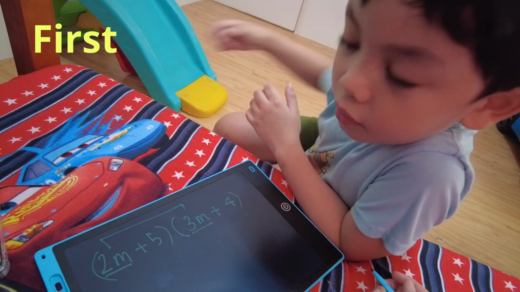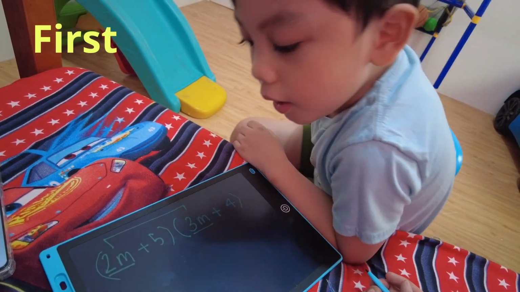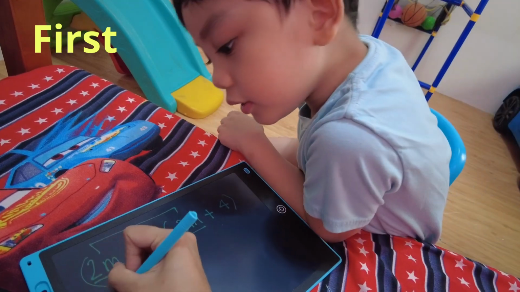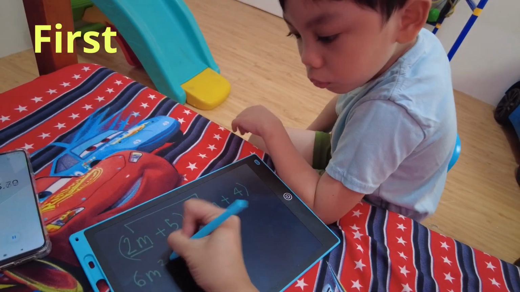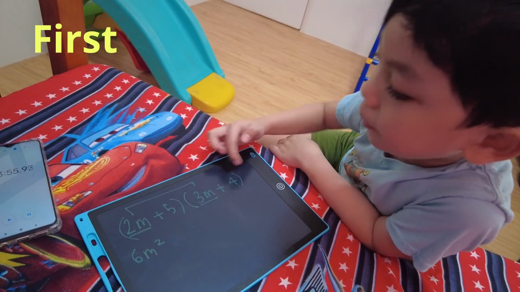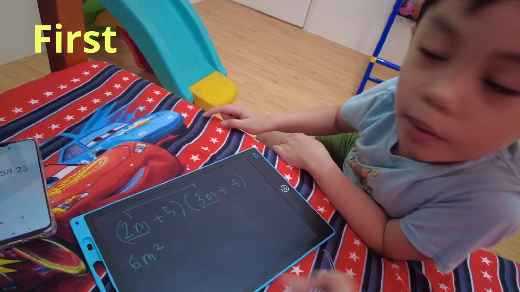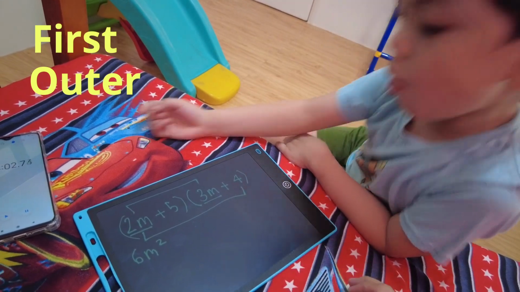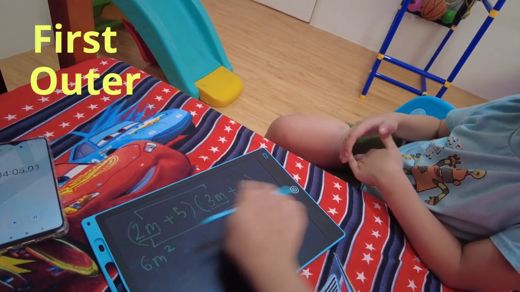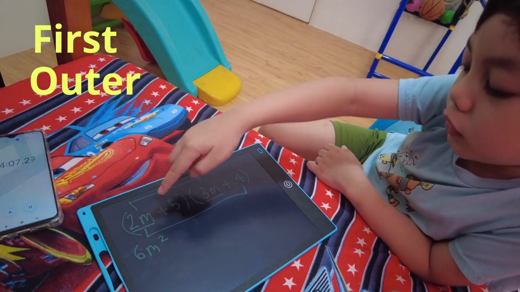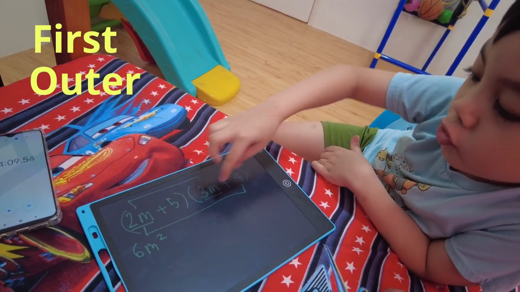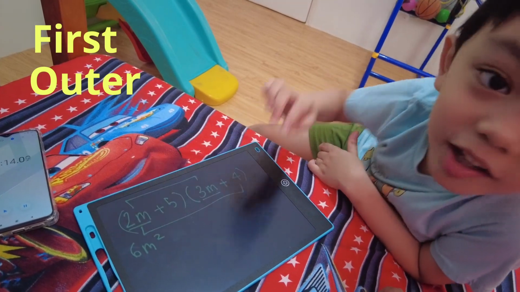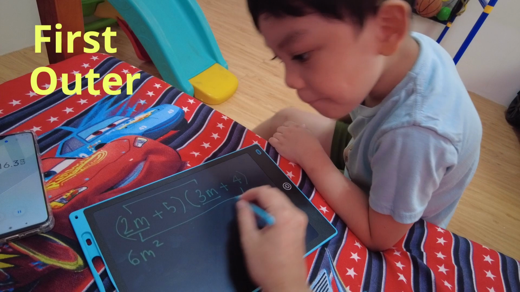2m plus 3m. 6m raised to 2. Yeah, I'll write it muna, ha? 6m raised to 2. And then, now, then this one will be 20. Later yon. Ito muna next. This one and this one. It's like you're distributing this one and this one. This one to this one. This one to this one. This one to this one. This one to this one. Yeah, this one first. You follow the lines.